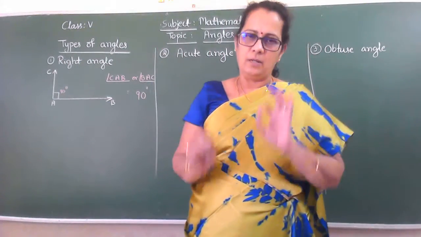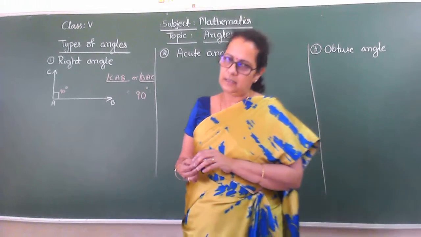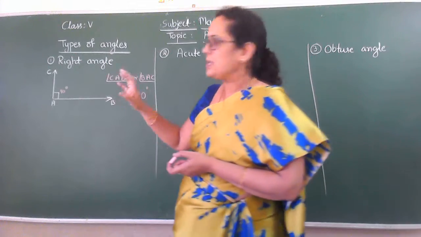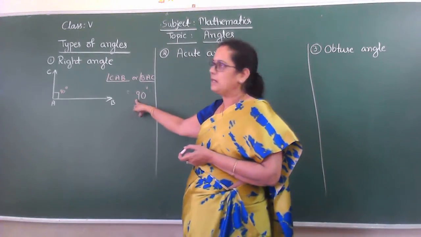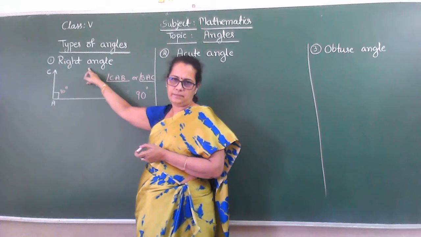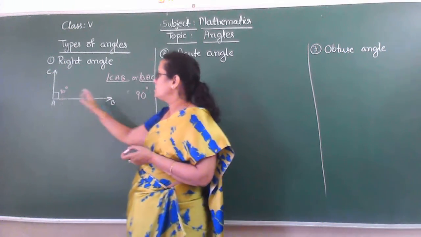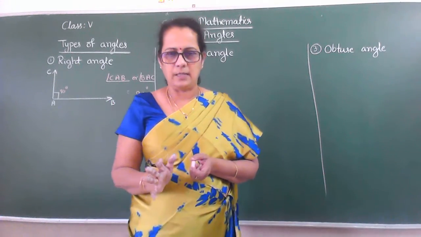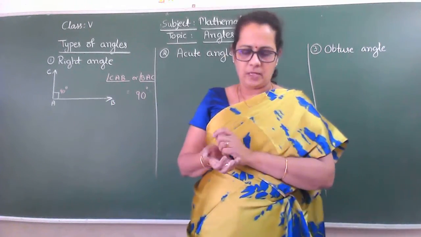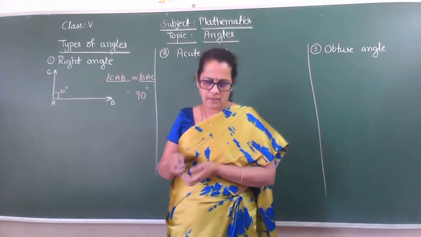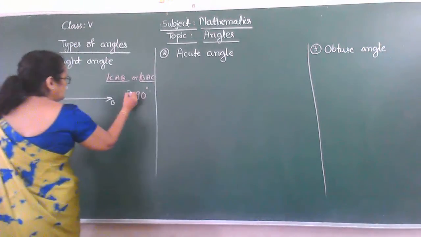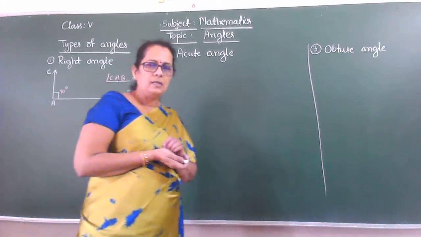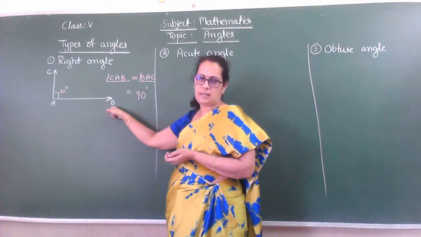So, what is the meaning of right angle? Let us see. The measure of all the angles which is equal to 90 degree is called right angle. The angle which shows 90 degree exactly, it should be exact 90 degree. That angle we call as right angle. So, here written angle CAB or BAC is equal to 90 degree. So, the given angle is right angle.